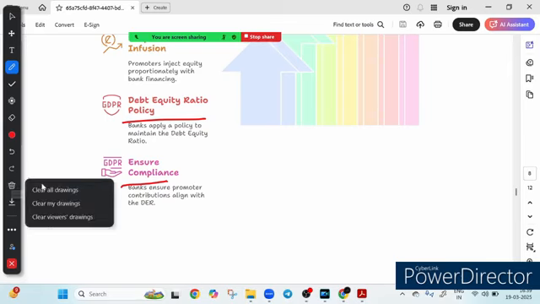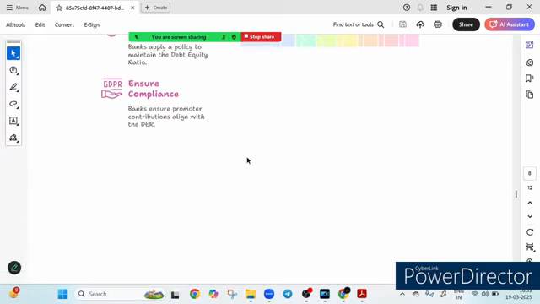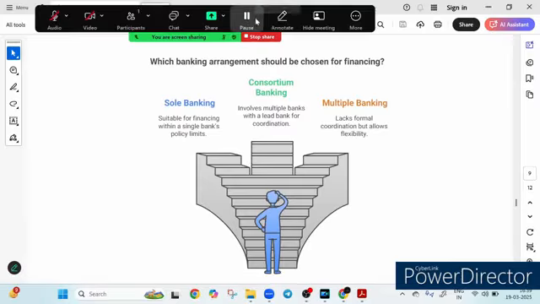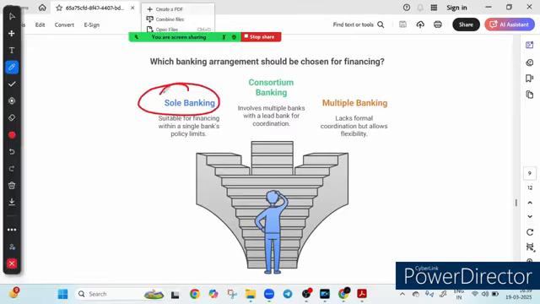So that is the point which I wanted to make using this particular diagram. Now let's shift our focus to the next diagram: which banking arrangement should be chosen for financing. Confused about which banking arrangement to choose for financing? Let's simplify it for you with these 3 common approaches. The first approach is called sole banking. If your funding need falls within the limit of a single bank, since every bank has a limit on how much they can lend to a single corporate borrower, then it is straightforward. Sole banking is the way to go. It is ideal for a smaller project that doesn't require multiple lenders.